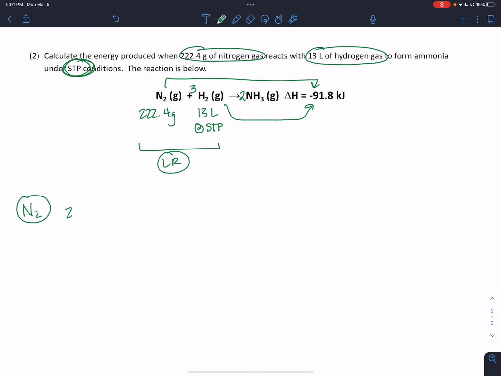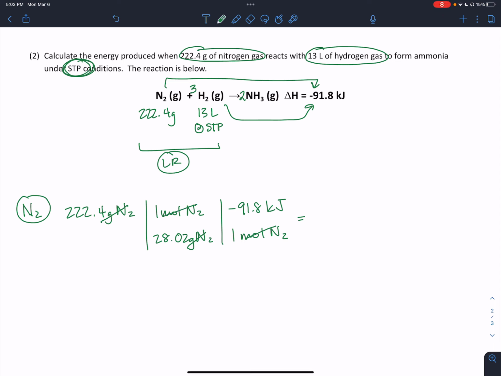We've got a mass, so we start with 222.4 grams of N2. Our first step is to go from grams to moles. 1 mole of N2 has a molar mass of 28.02 grams. Now we need to determine energy, so we are going to use our mole energy ratio. We go look at our coefficients, and according to the balanced reaction, for every mole of N2, we are going to produce 91.8 kilojoules worth of energy. So let's cancel those moles and we'll be left with kilojoules. Plug everything into our calculator and we would release 728.6 kilojoules worth of energy if we started with 222.4 grams of nitrogen.